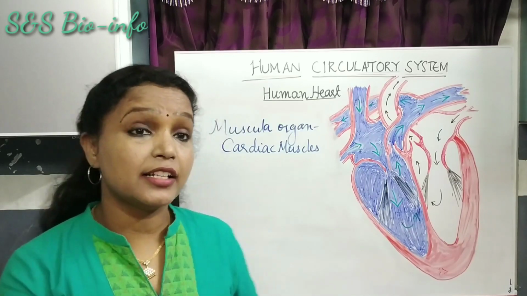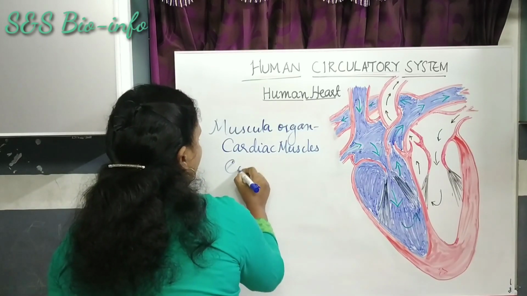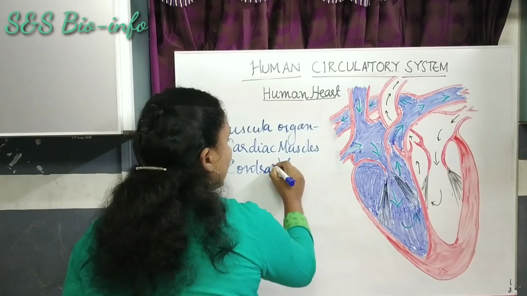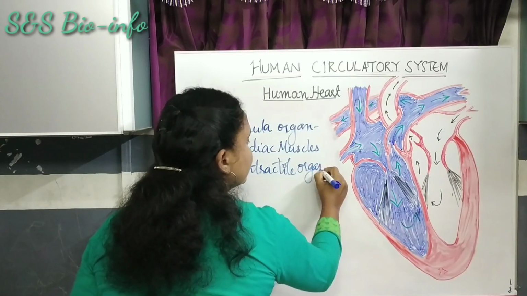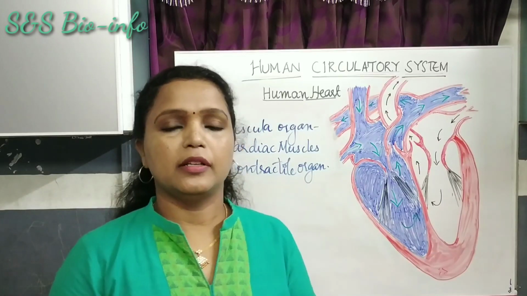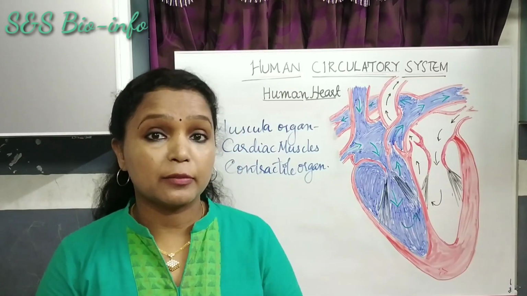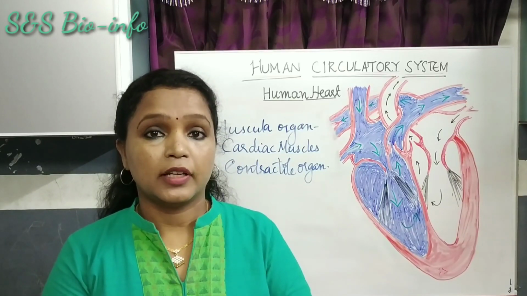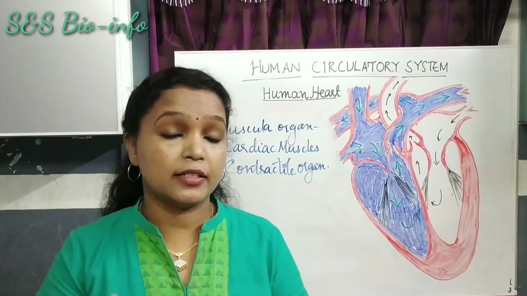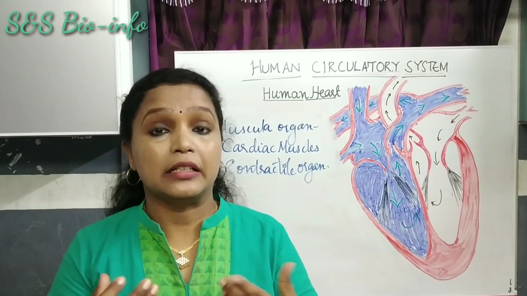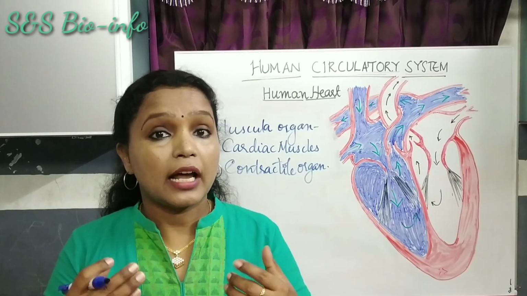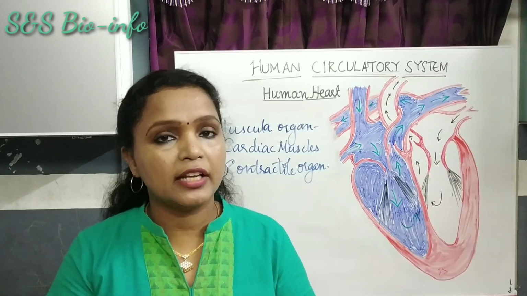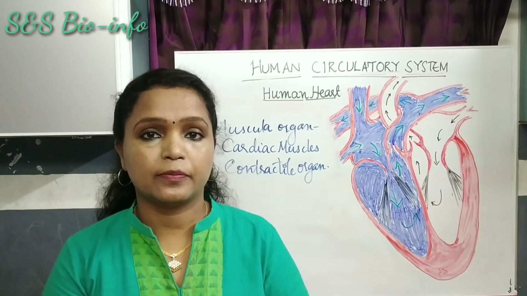It is a contractile organ. Contractile means as it is made up of cardiac muscles, these muscles are auto-excitable and it has elasticity and excitability so that it is a contractile organ. This contractile organ pumps blood to different parts of the body to distribute various components to the cells.